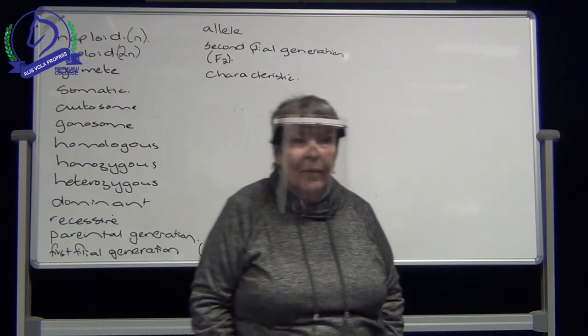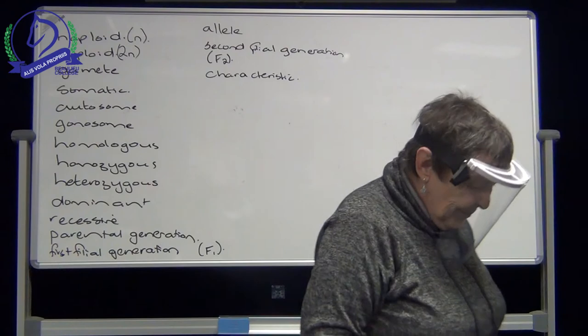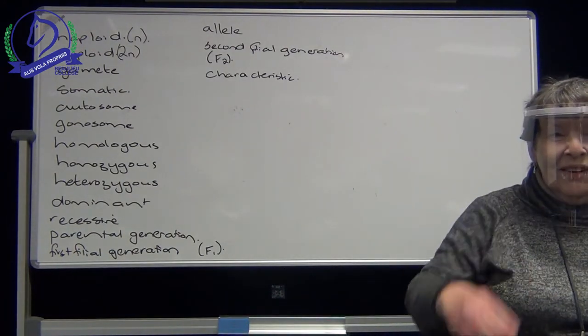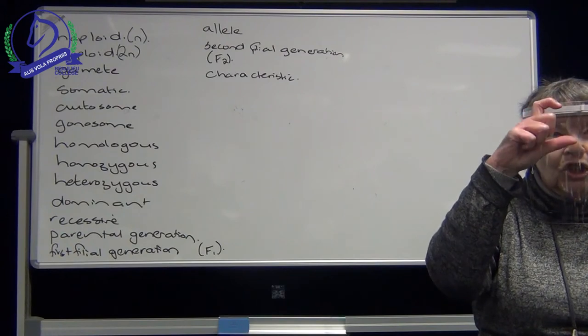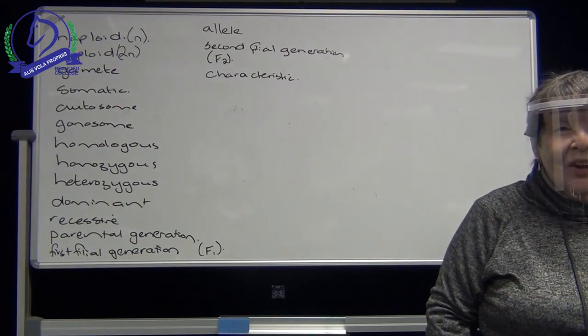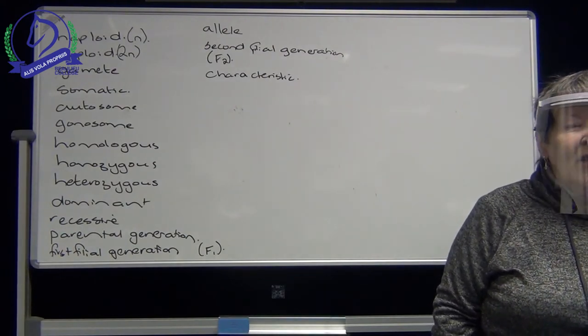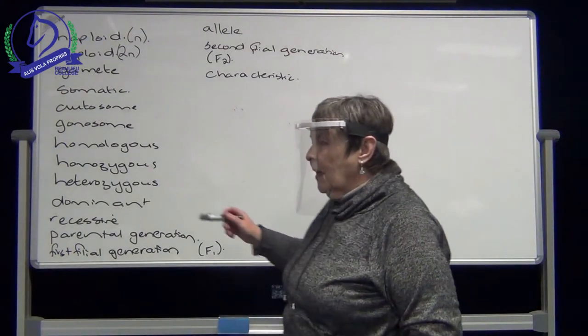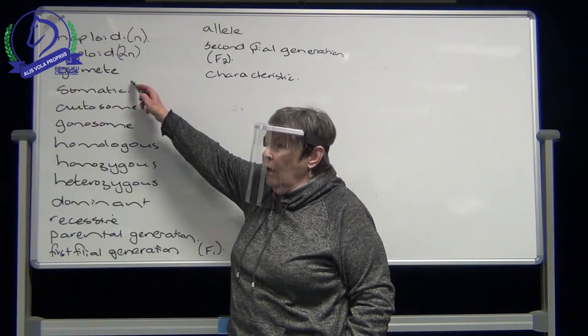Definition of a gamete. Go. Good. Okay. And a sex cell is obviously always haploid, and an example of a gamete in a human would be a sperm cell or an egg cell.